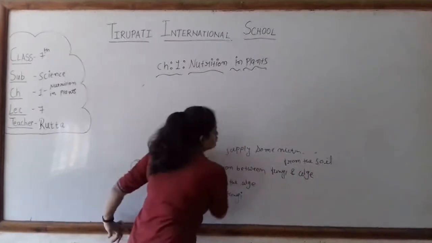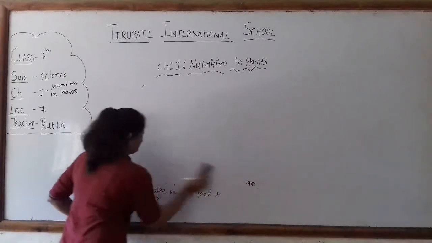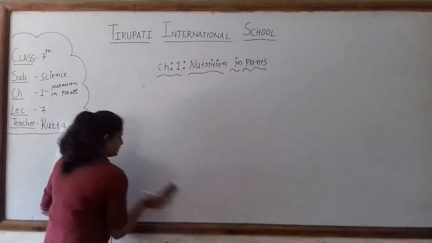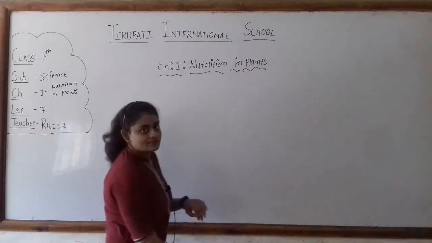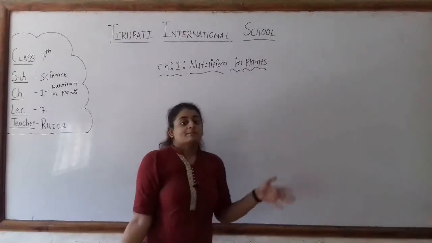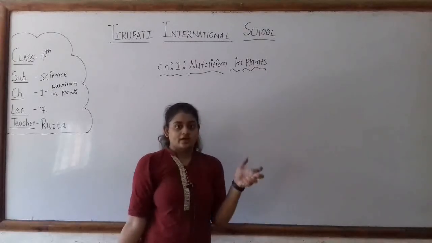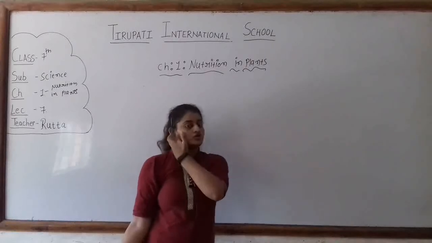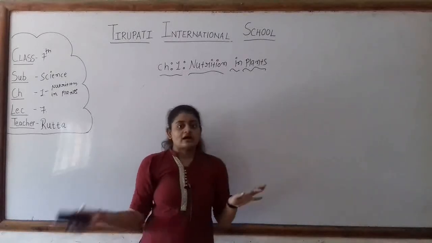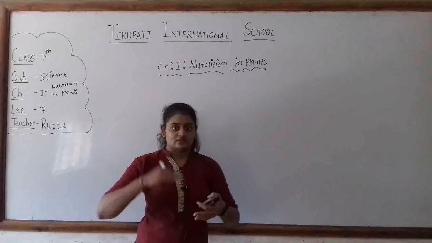So in today's lecture we discussed what insectivorous plants are and what symbiotic plants are. Insectivorous plants grab insects as their food, and in symbiotic relationships both plants are beneficial to each other. They share their shelter and food.